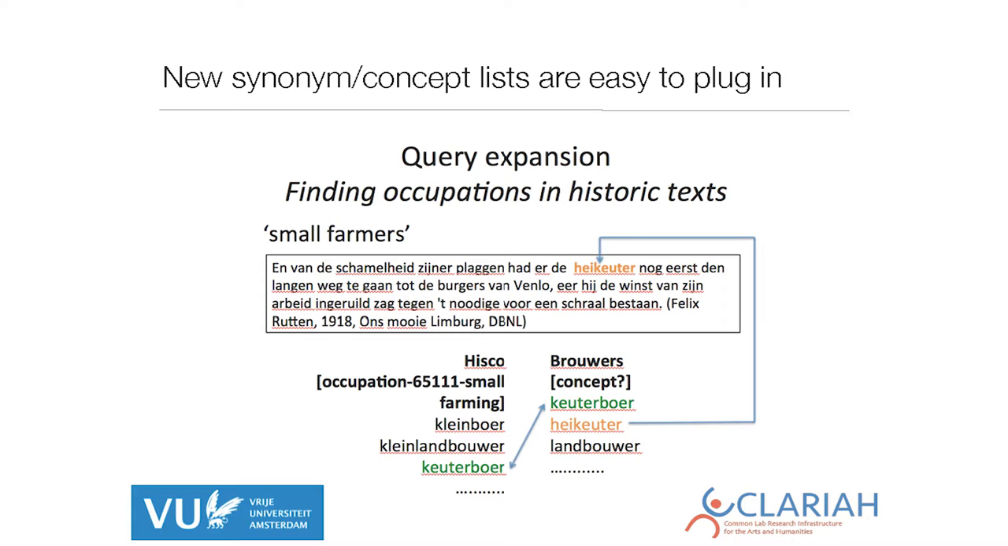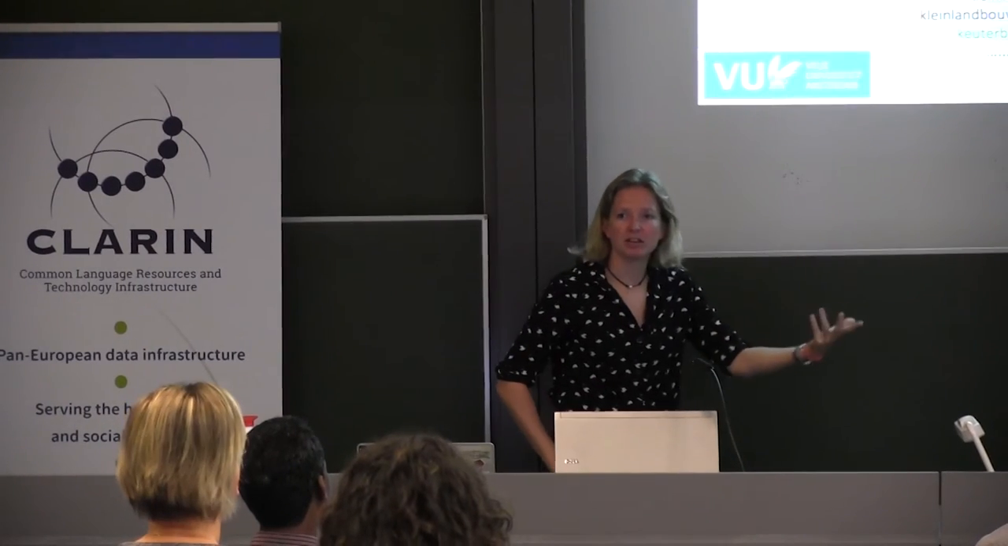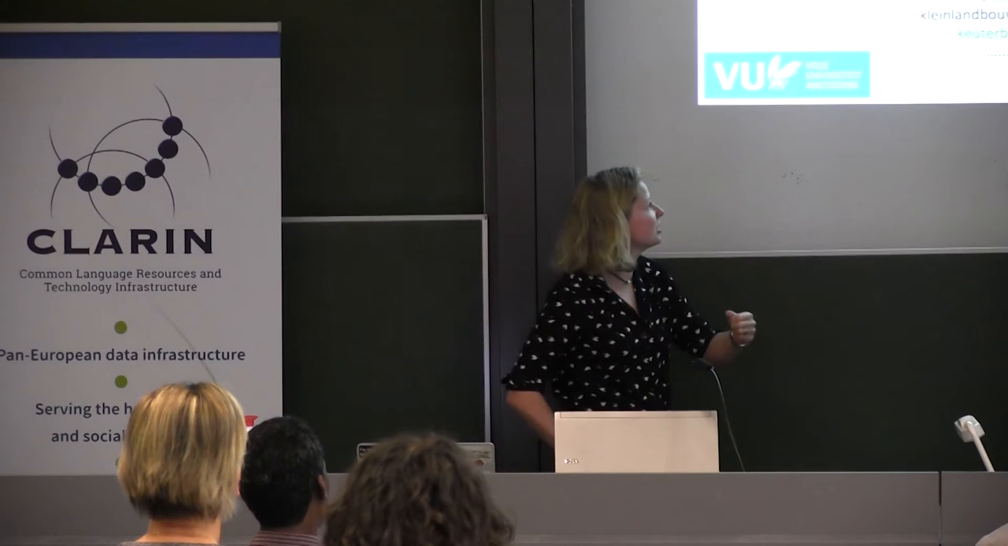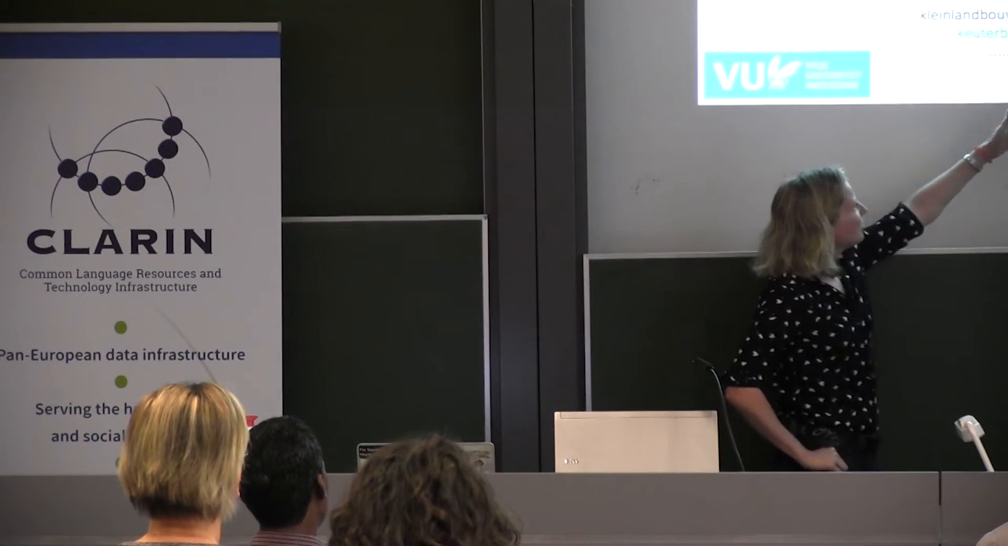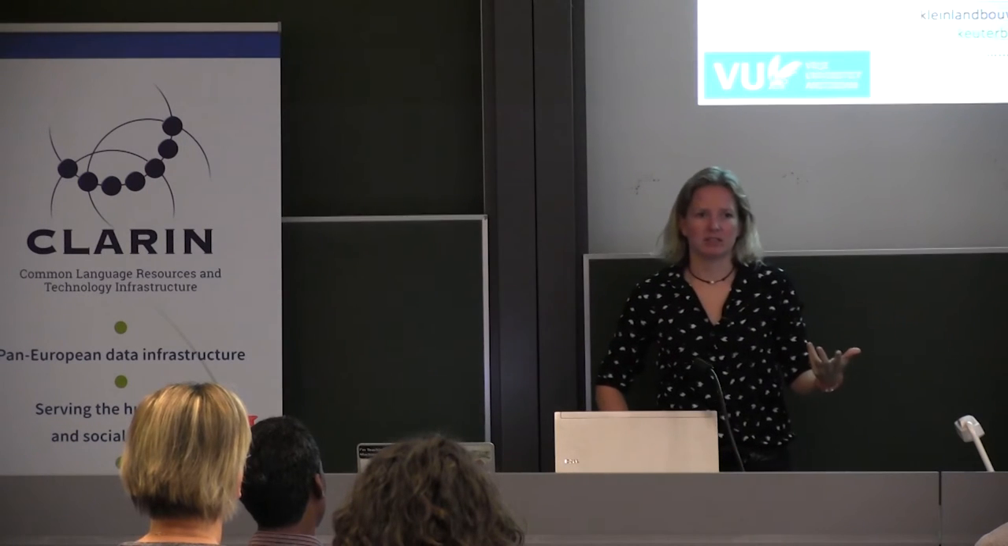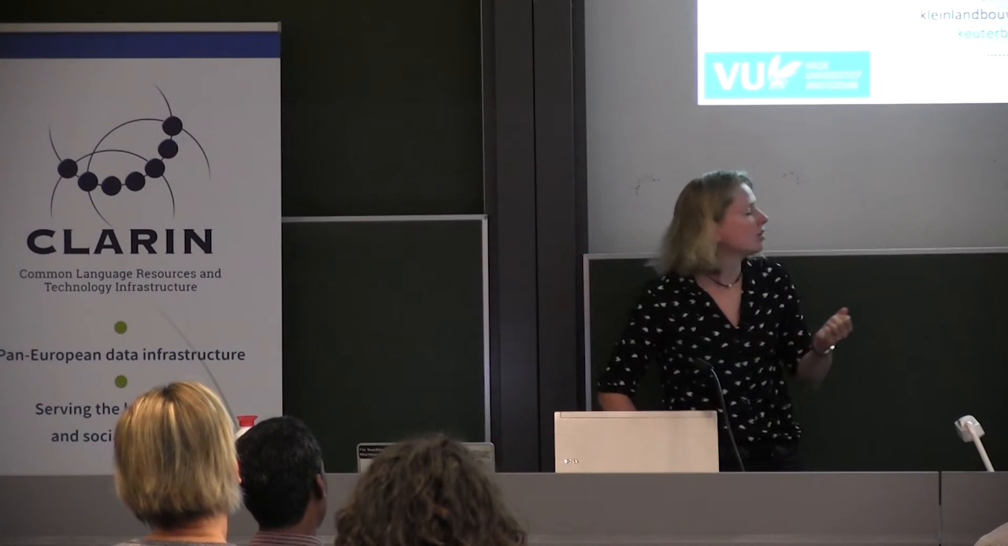And that, for example, lists the word heikeuter, and we find that in a text. And we're actually building a tagger now that can recognize these types of things in a text. We don't quite know what that is. You know, Brouwers doesn't really give you definitions and those sort of things.